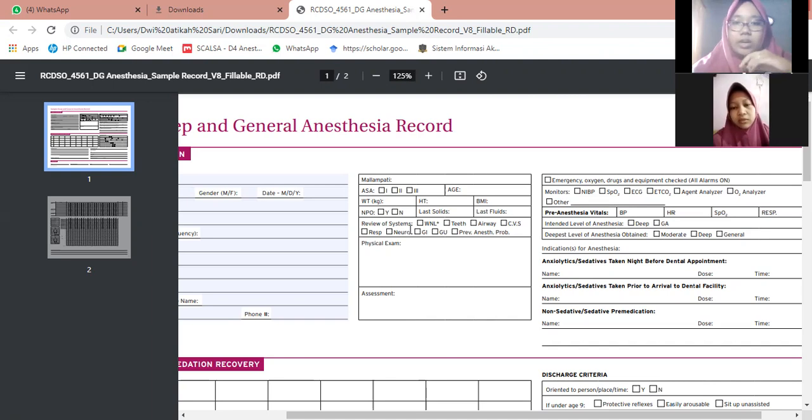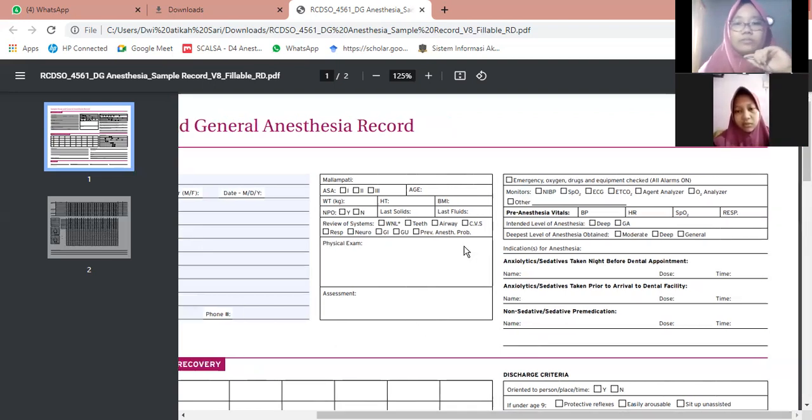Review of system, you can cross the box if the system works well. And if there's a previous anesthesia problem, you can write here. And next is physical exam. Physical exam is the part where we check the patient's anatomy or evaluate objective anatomy like observation, palpation, percussion, and auscultation. And the assessment is what we do to the patients based on medical assessment.